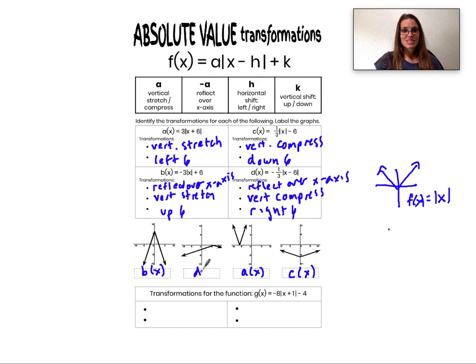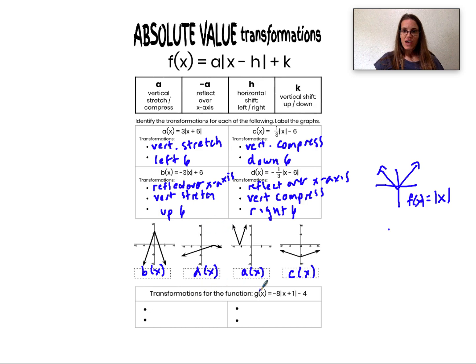Finally, I sure hope this is d of x, is it? Reflected over the x-axis, check. Vertical compressed meaning flatter, check. And right 6, hooray. If we weren't given these bullet points and we were just asked to match function rules to graphs, we would do this in our head. We would think, oh, these are the transformations, and then I would find the graphs that exhibited those transformations.